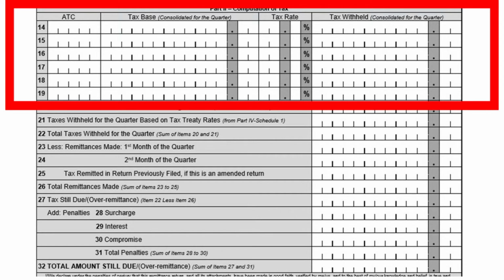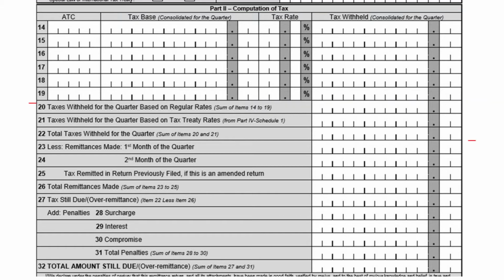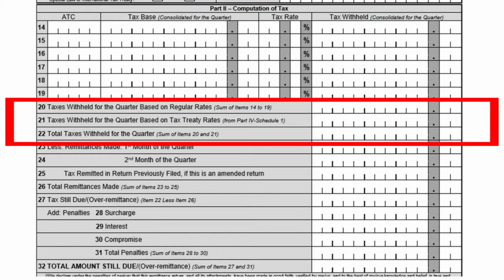Part 2 is the computation of tax, so you have to fill in the ATC or alphanumeric tax code, the tax base consolidated for the quarter, the tax rate, and then the tax withheld consolidated for the quarter. Taxes withheld for the quarter based on regular rates, so you have there the total. Taxes withheld for the quarter based on tax treaty rates. You have also the total.